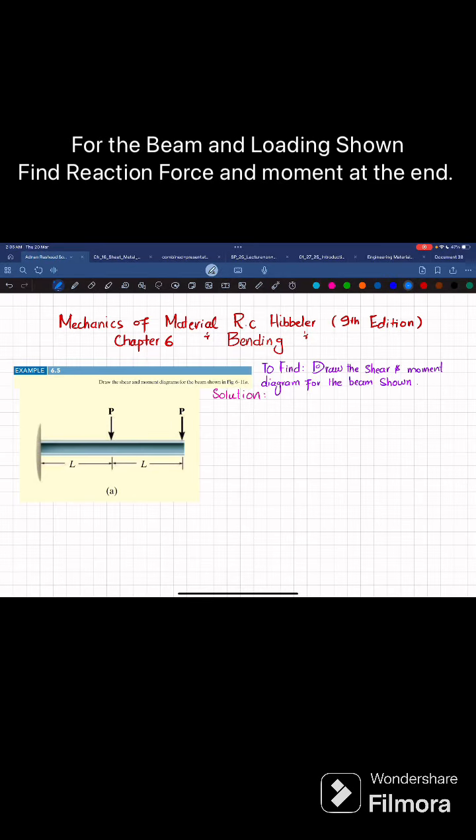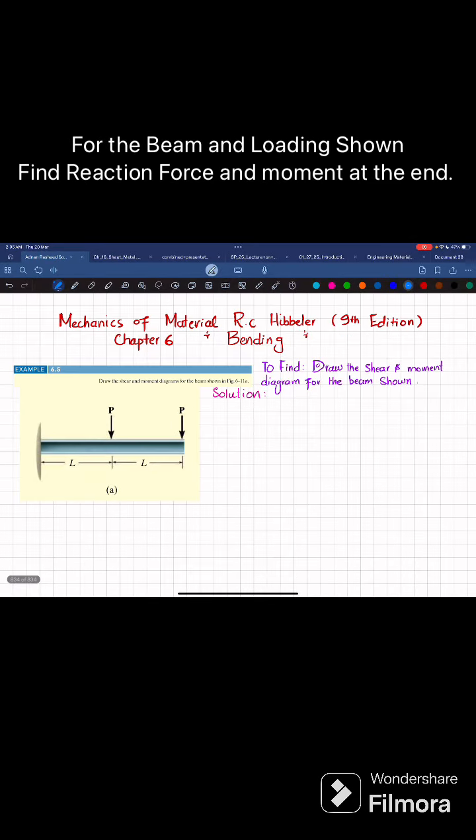So let's start with the solution. What will be the first step? First step is that if you remove this fixed support at this end, you will be having a reaction force. Let this is point A. So you will be having a reaction force which is vertical reaction RAY. You will be having a horizontal reaction force which will be represented as RAX.